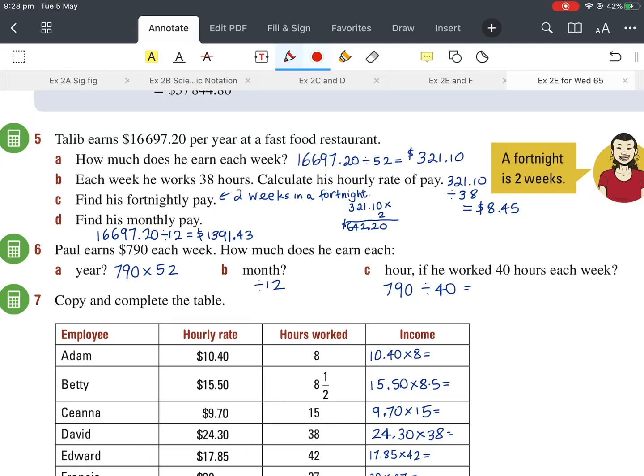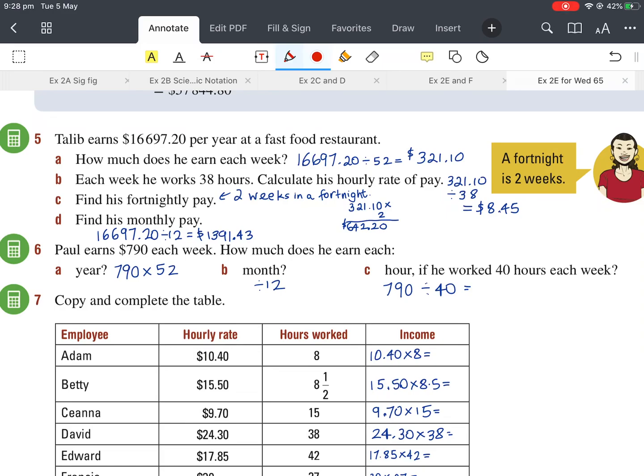Hi Year 9. Here is exercise 2E, question 5 onwards. Now I actually did question 5 with you the other day, so if you haven't done question 5 yet, you might like to turn this off for a second and have a go on your own, and then here the answers are.